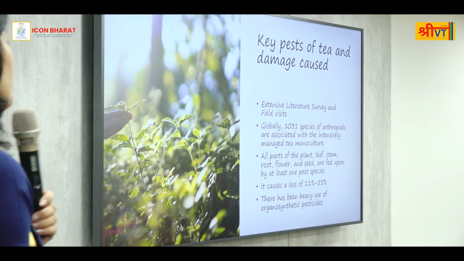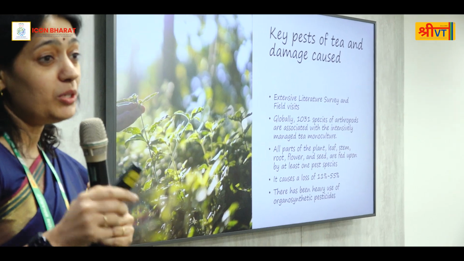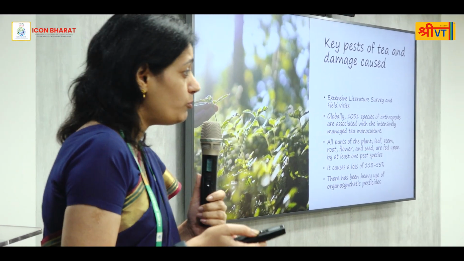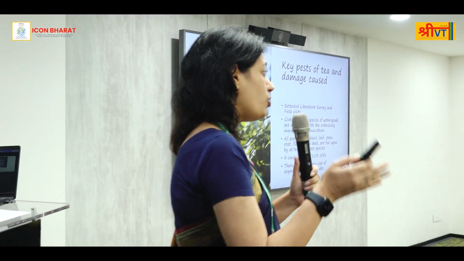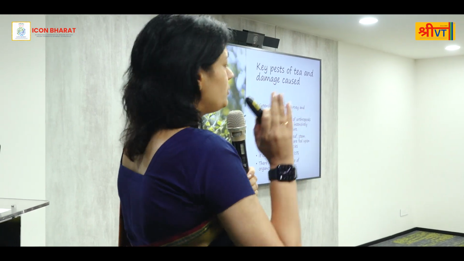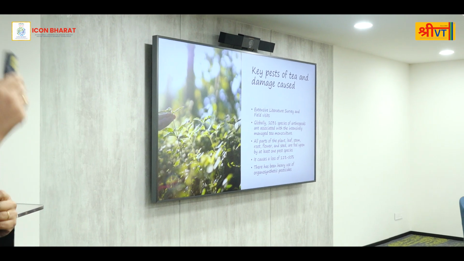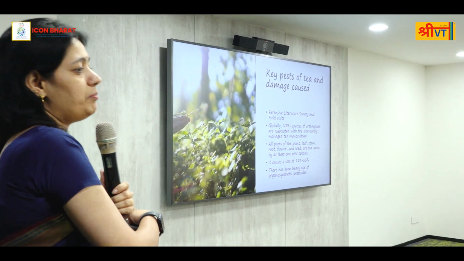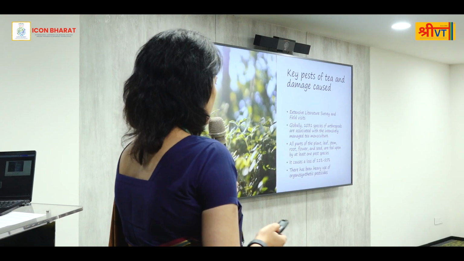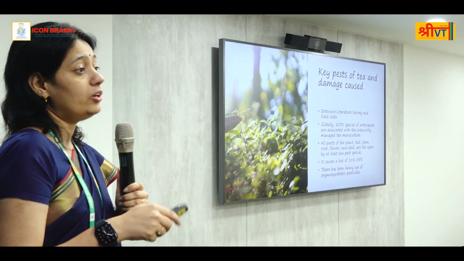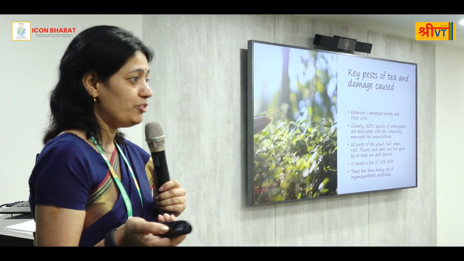1031 species of arthropods are associated with tea, because tea is a monoculture, and whenever you have monoculture, you have colonies of pests in the comfort zone continuously enjoying it. Tea alone is one such crop. Every part of tea is consumed by pests, every part of the bush. And the annual loss for a dollar crop is 11 to 55%.